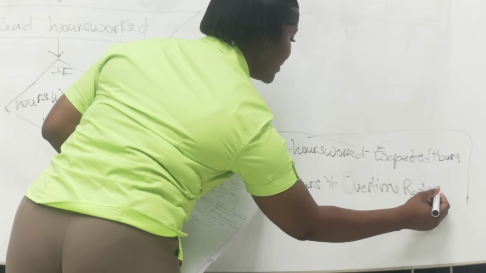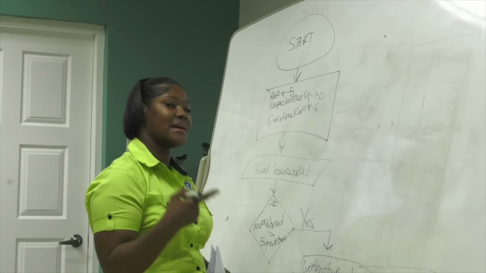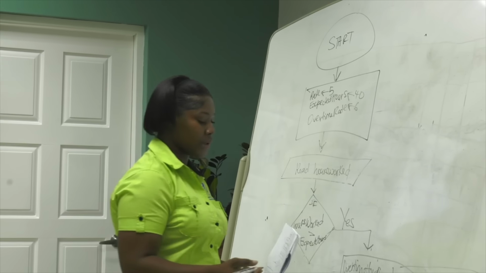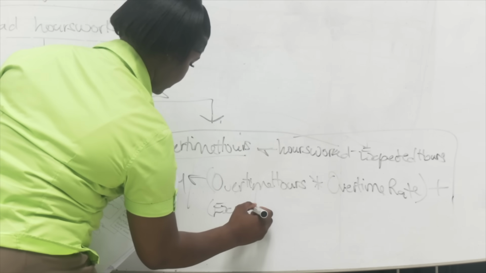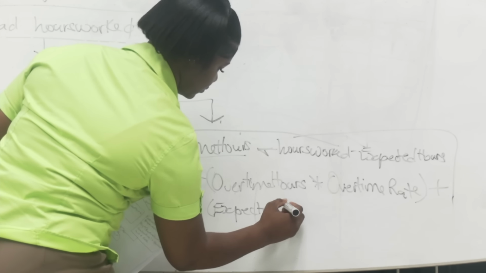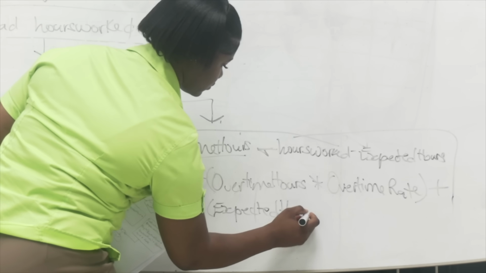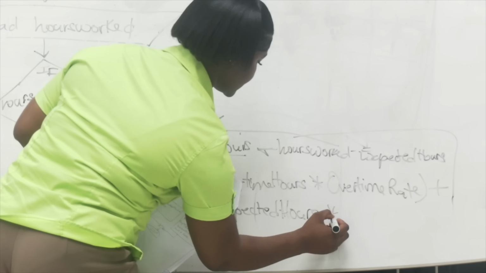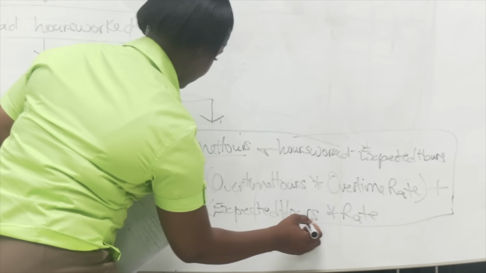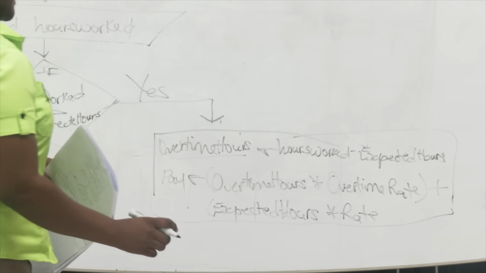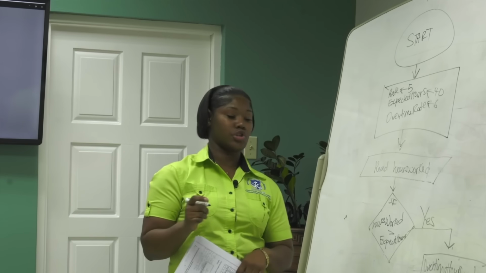But we don't stop there, right? Remember, this would just be the overtime pay. This is supposed to be added to your regular pay, which is the expected hours times the rate. And this would be for the yes branch. We need to complete our no branch now.